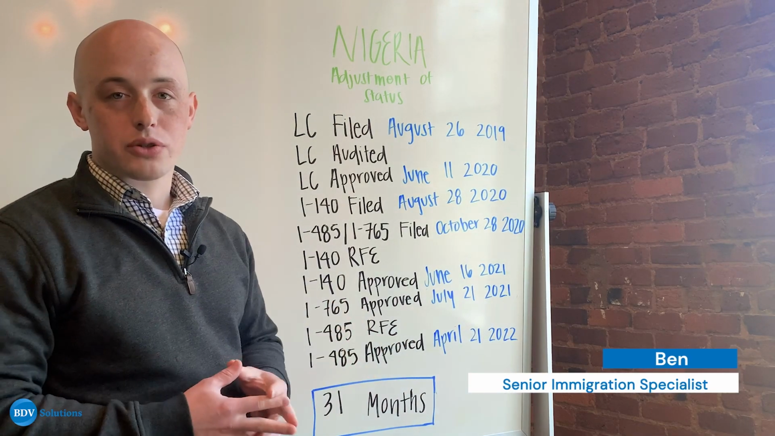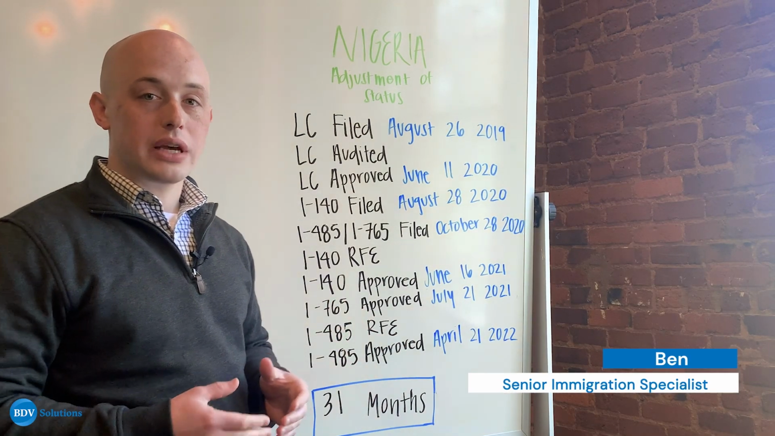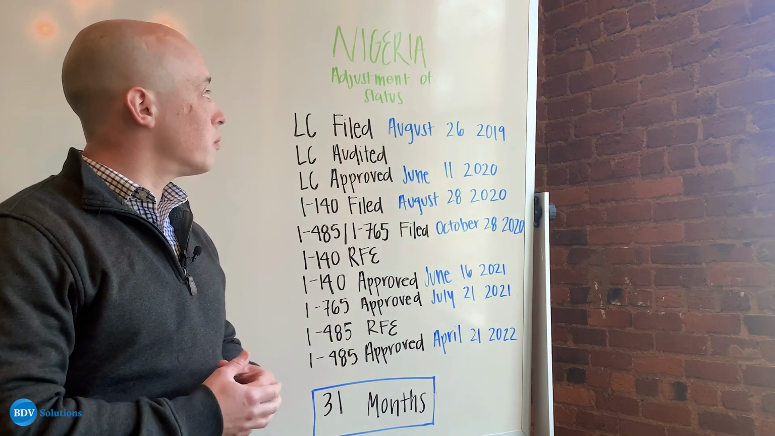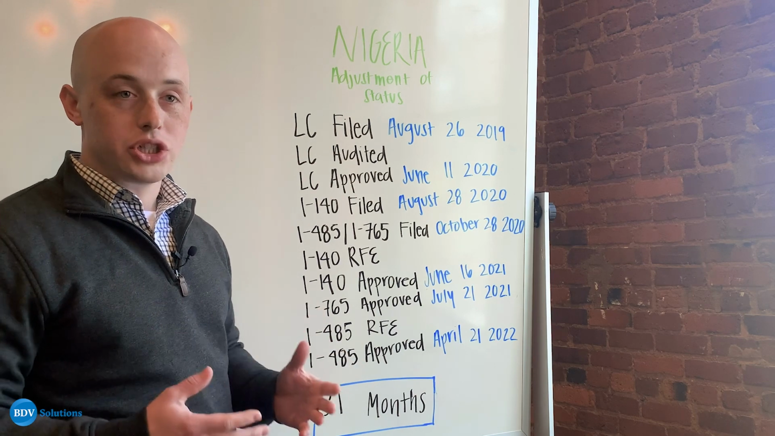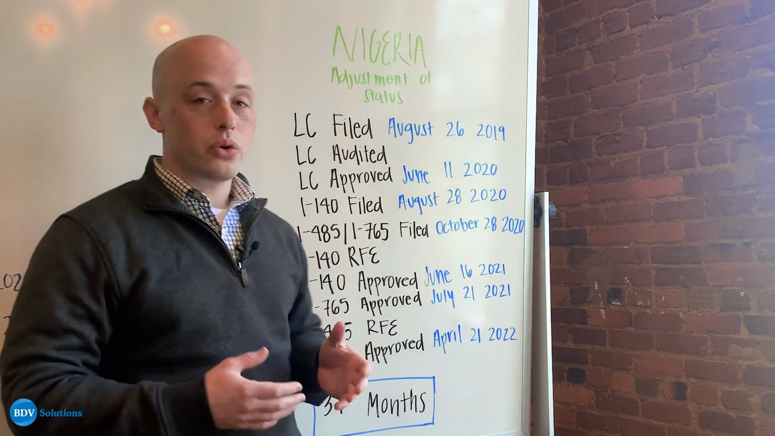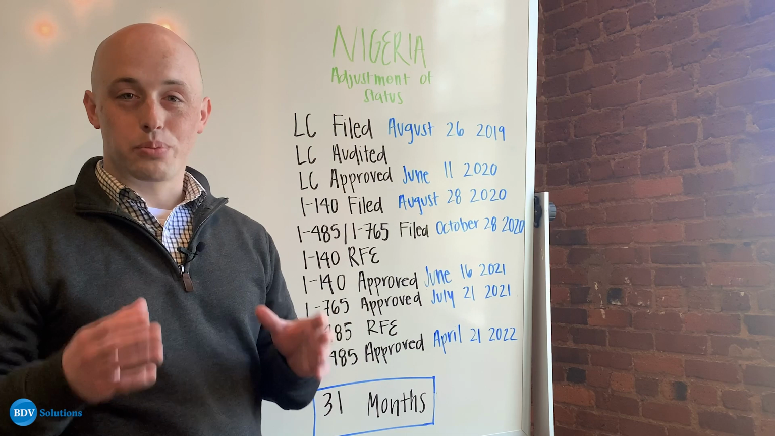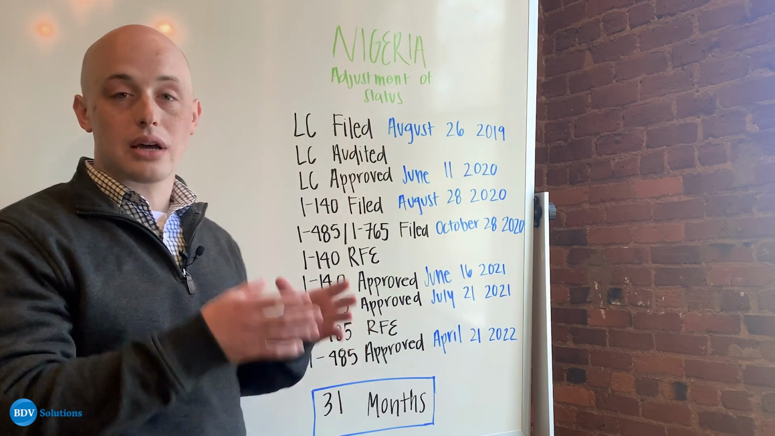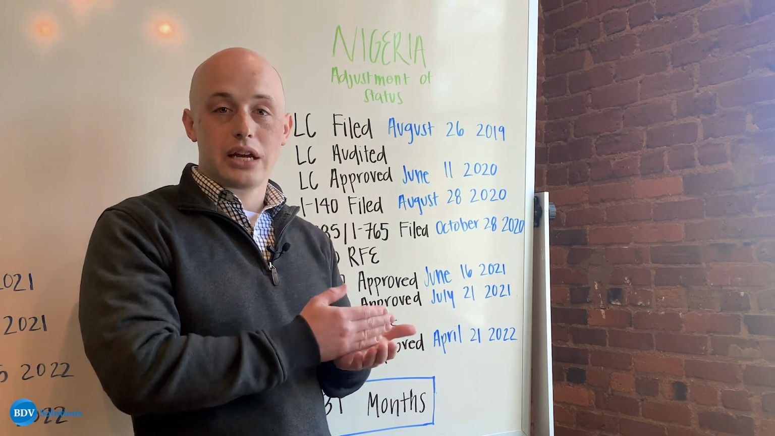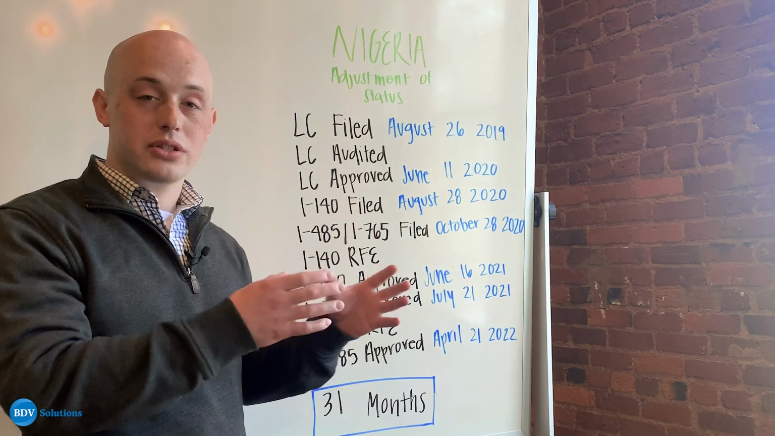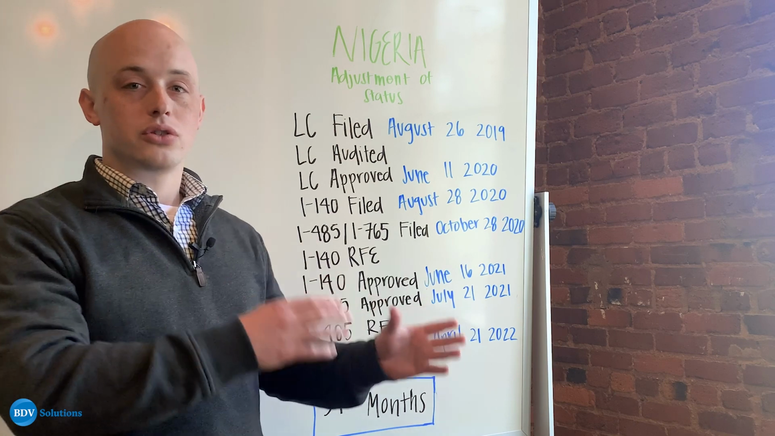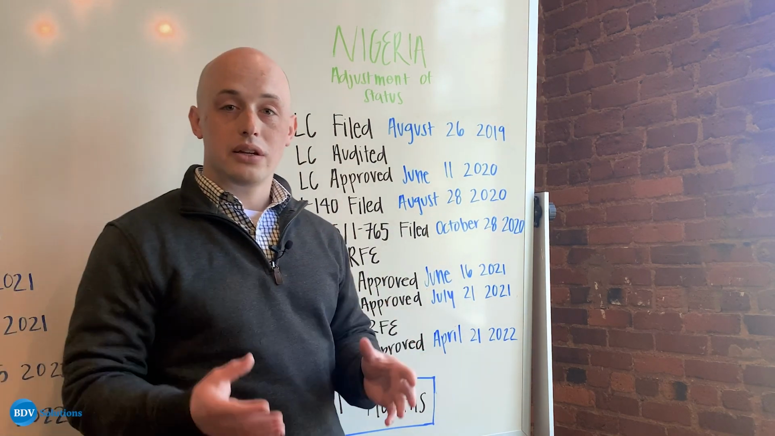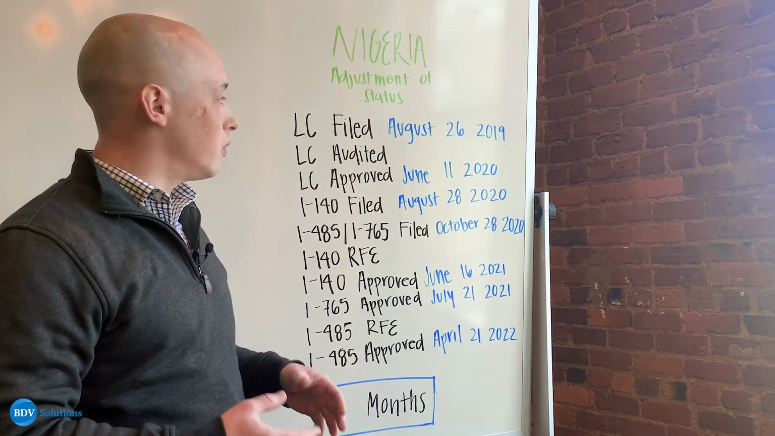I'm a senior immigration specialist here at BDV Solutions, and today we are going to go through an adjustment of status case from someone coming from Nigeria. For those of you that don't know, an adjustment of status is different from consular processing because adjustment of status means you're already in the United States on a valid visa and you're changing to apply for EB-3. You're adjusting your status from what you're on to a different visa status. So this individual is already in the United States when they're starting their EB-3 process.